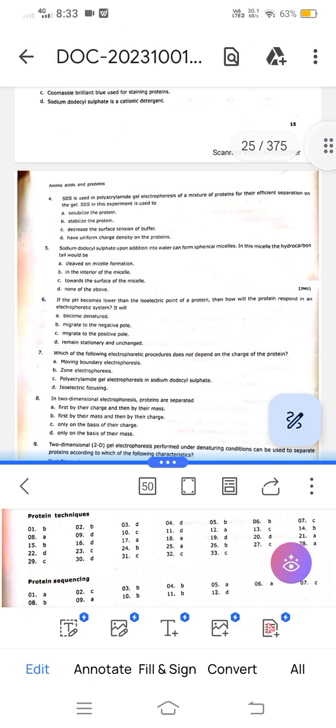Then SDS is used in polyacrylamide gel electrophoresis of a mixture of proteins for the efficient separation on the gel. SDS in this experiment is used to D. That means have uniform charge density on the proteins. Then sodium dodecyl sulfate upon addition into water can form spherical micelles. In this micelle, the hydrocarbon tail would be 5B. B means in the interior of the micelle.